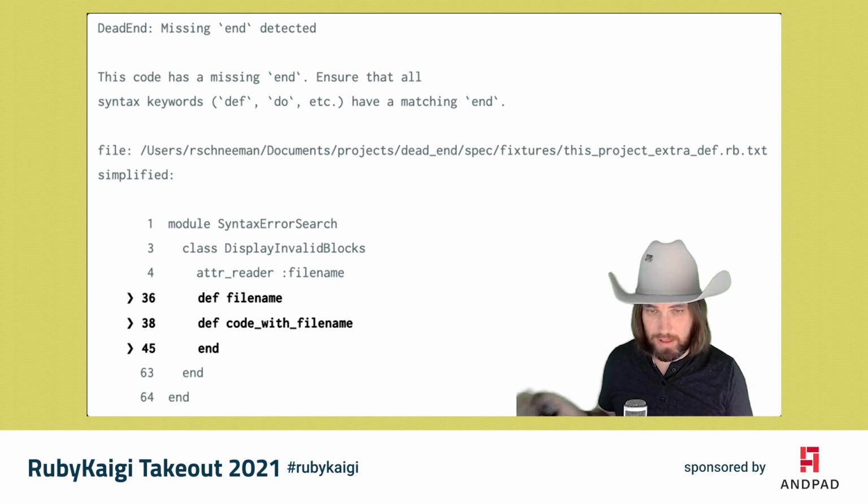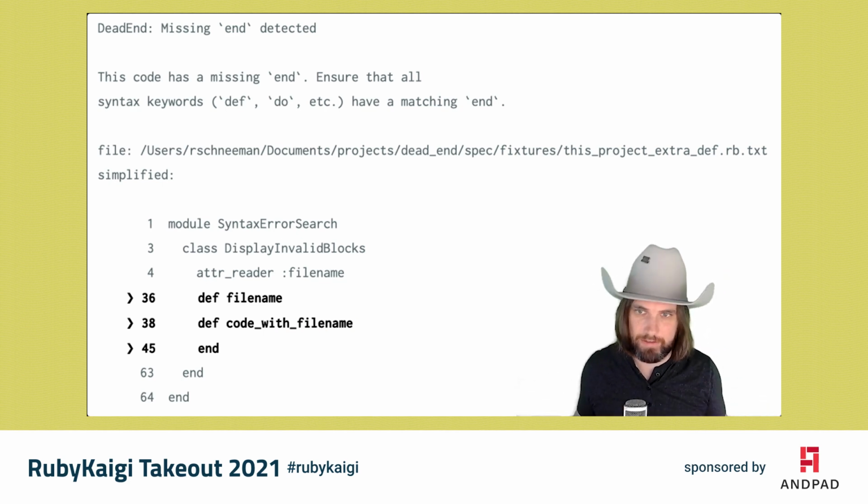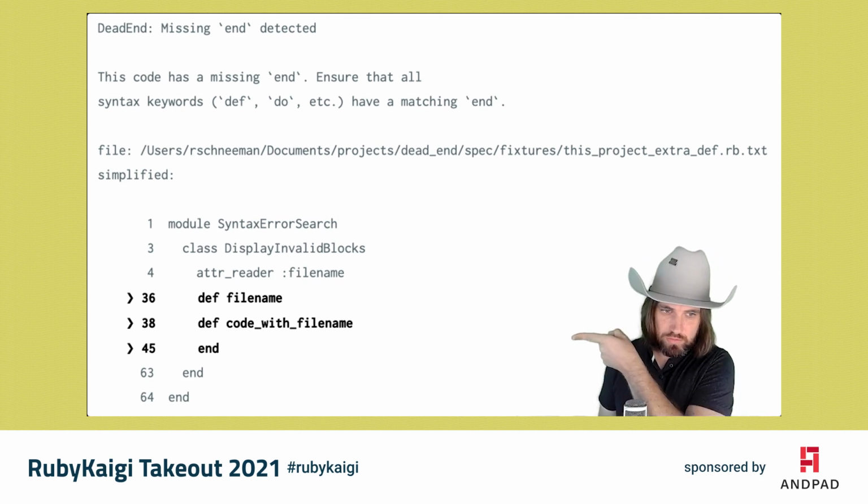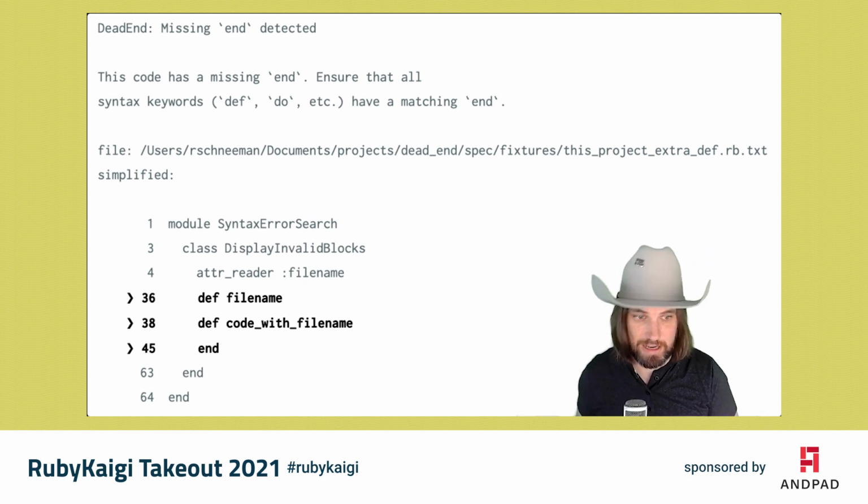This right here is the actual output that the dead end gem returns on that file. The issue is right here on line 36. It is missing an end statement. It's got def file name, but forgot to add an end at the end of it.